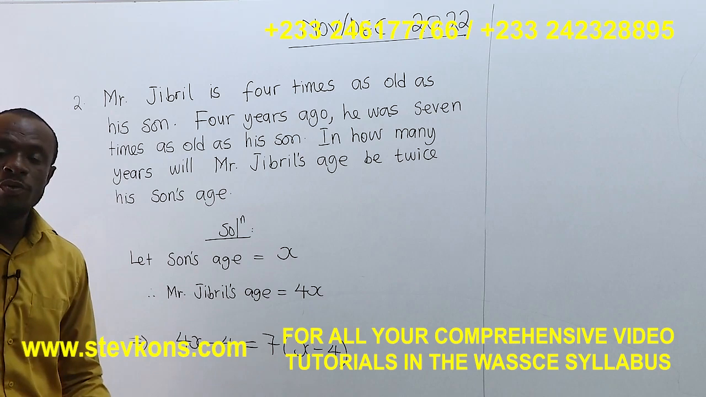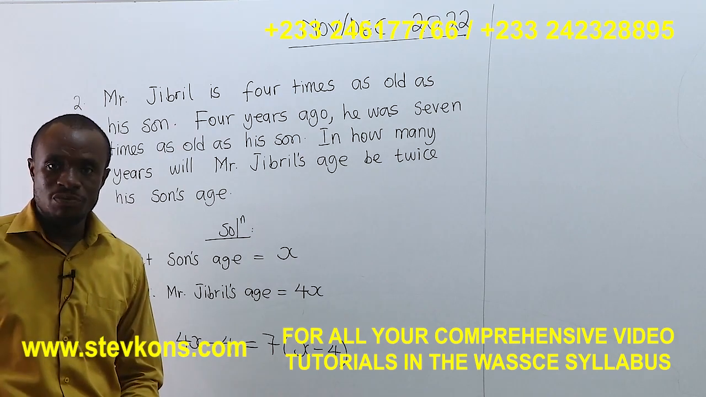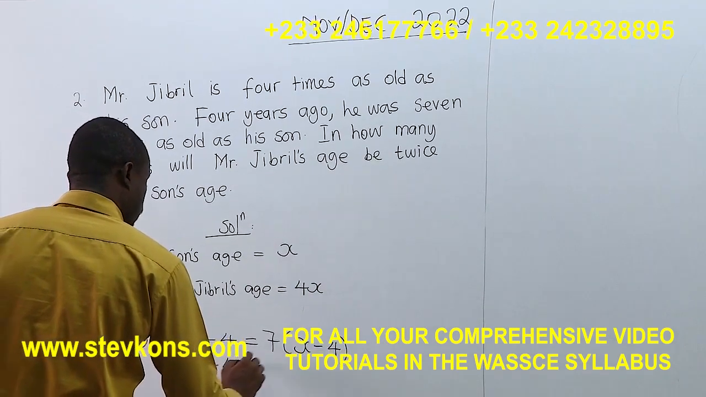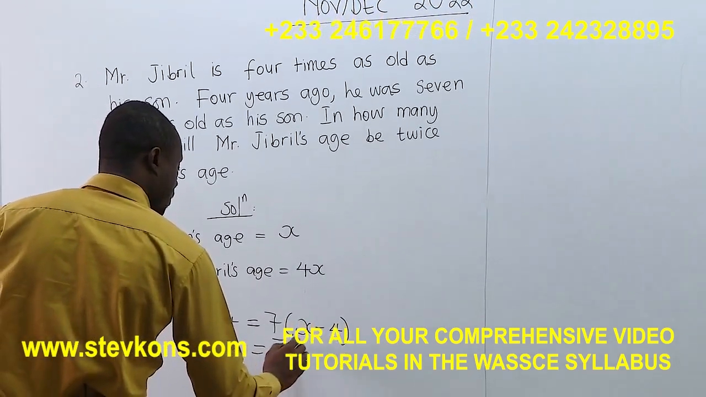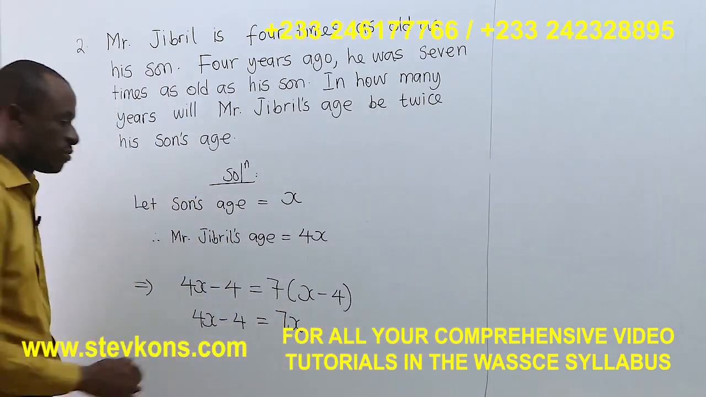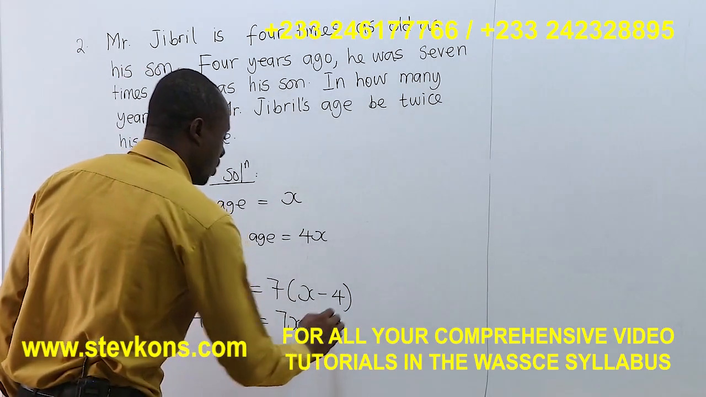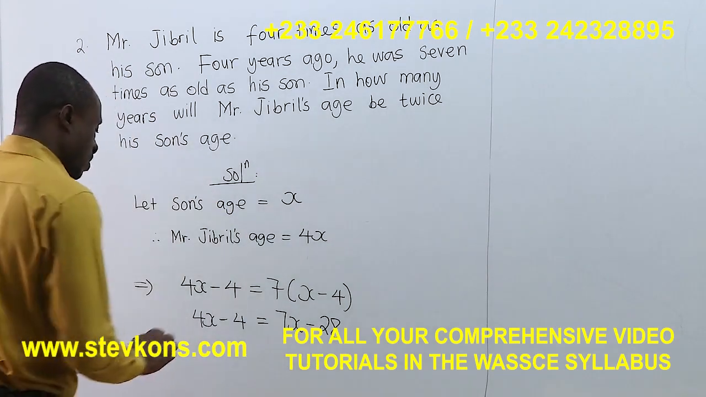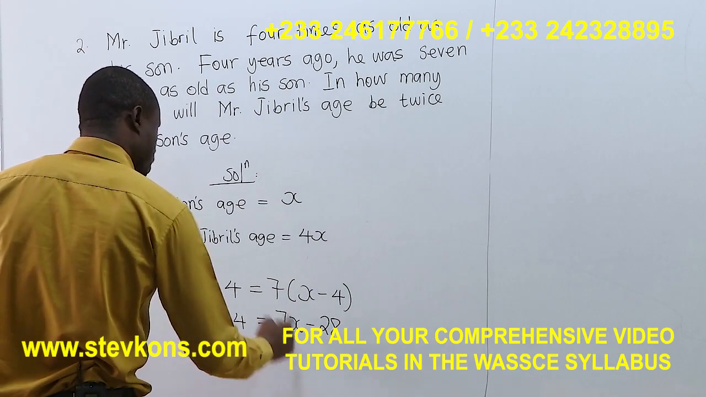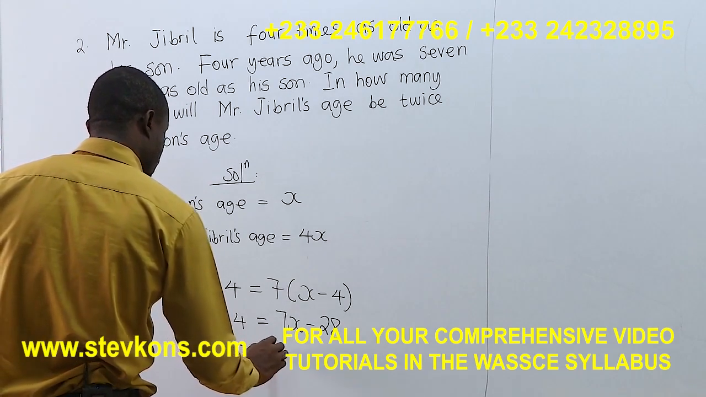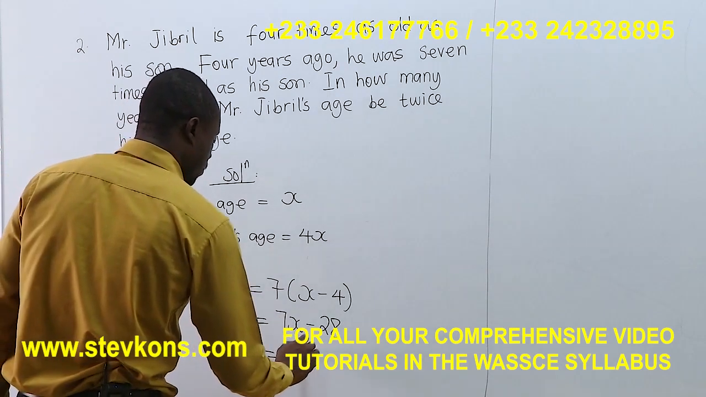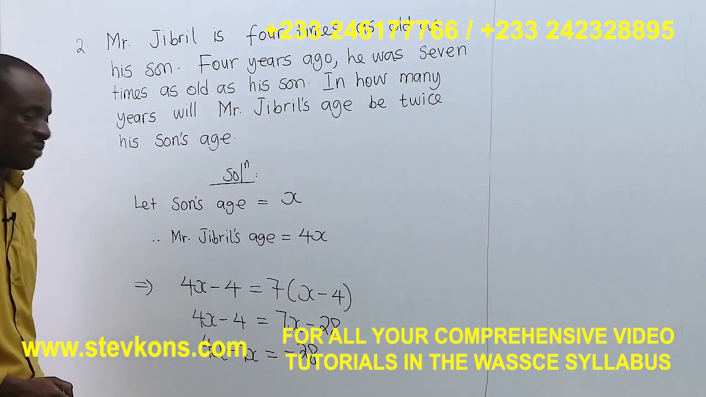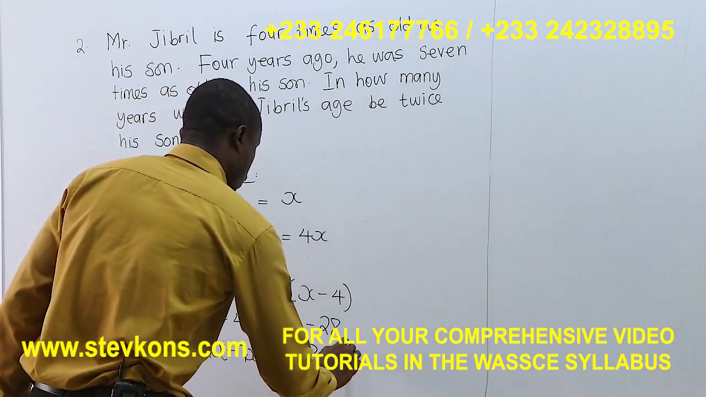On the right-hand side, we expand using the distributive property. So we have 4X minus 4 equals 7 times X, 7X, 7 times 4, that's 28. So we have negative 28. Now from here, what do we do? We group like terms. So we have 4X. Now this positive crossing becomes negative, negative X, equal to negative 28. Now this negative 4, crossing the equal sign, becomes positive. So plus 4.